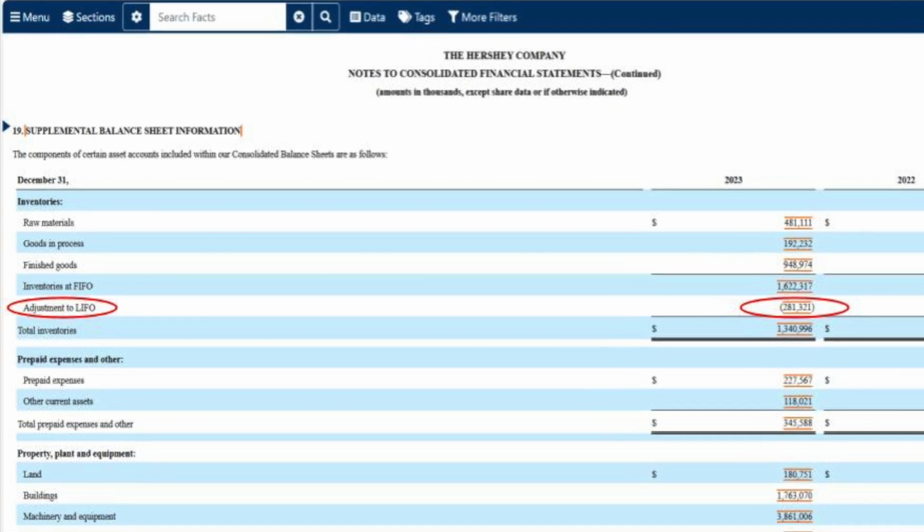FIFO uses lower recorded costs and higher net income on 10-K statements, making it preferable during inflation. However, LIFO yields higher recorded costs and lower net income, making it preferable when taxes are high. With deflation, the opposite is true.